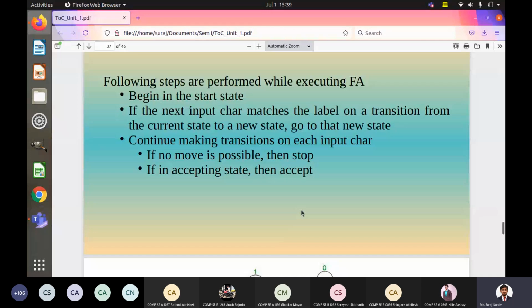Continue making transitions on each input character. If no more is possible, then stop. If in an accepting state, that means if it goes to the final state, then we say that the string is accepted, or the input is accepted. And for the current input, if there is no next state, it may remain on the same state, or it may go to the reject state.